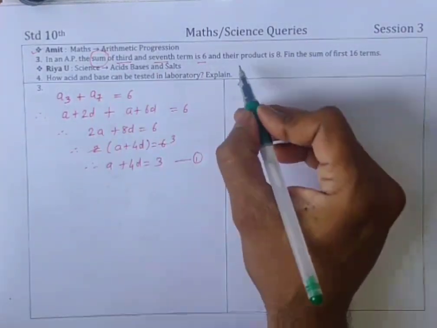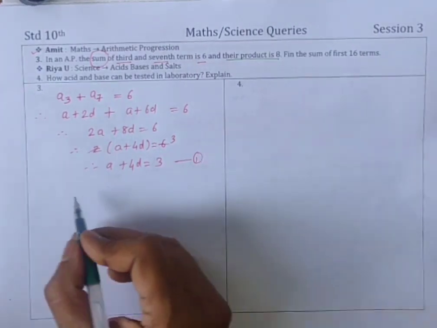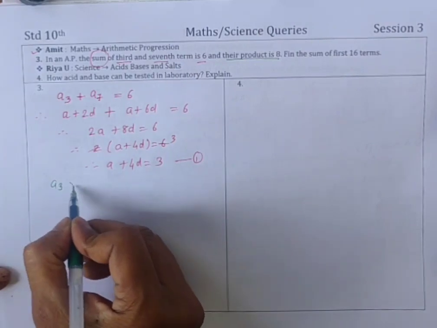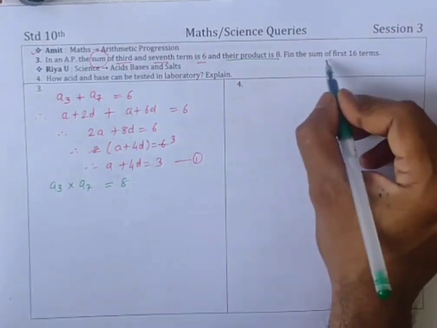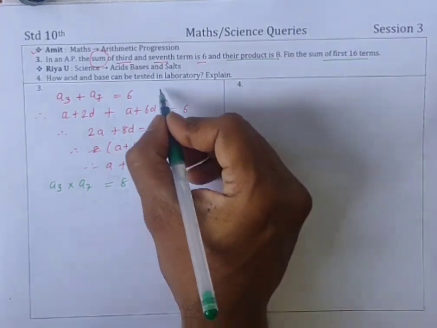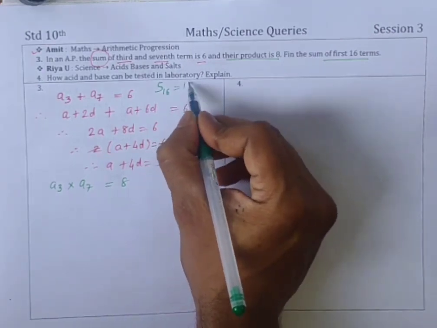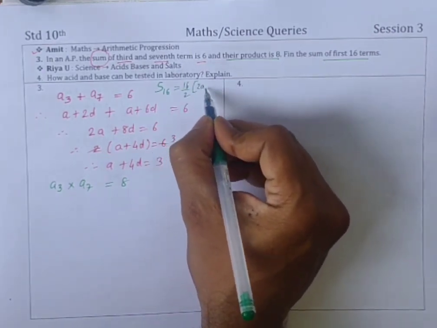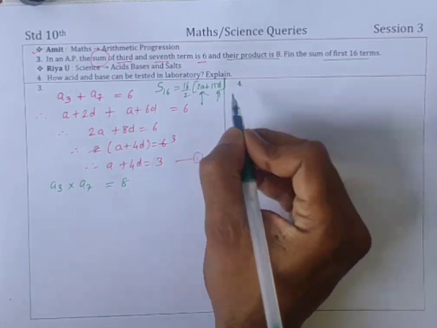Now what is the second condition? And their product is 8. So A3 multiplied by A7, the product is 8. Find the sum of first 16 terms. You are supposed to find S16. That is 16 by 2 into 2A plus 15D. So again you need the value of A and D.